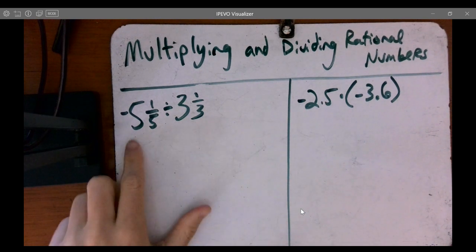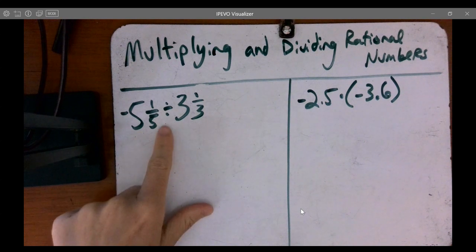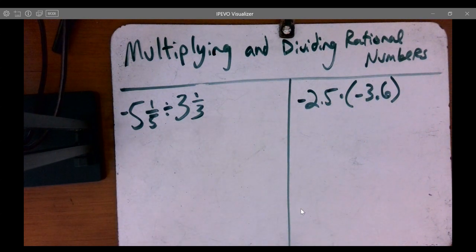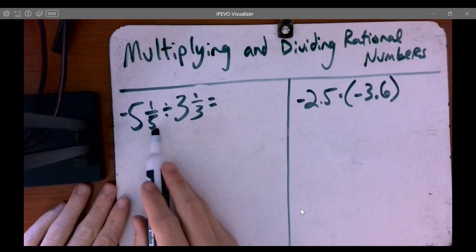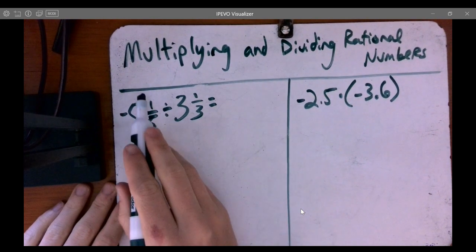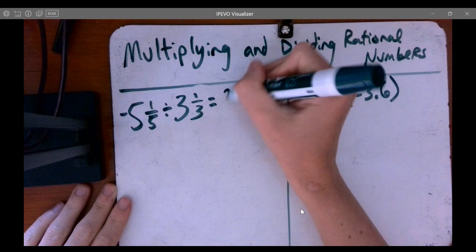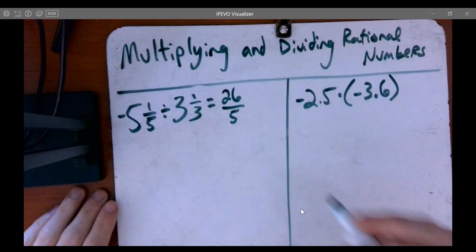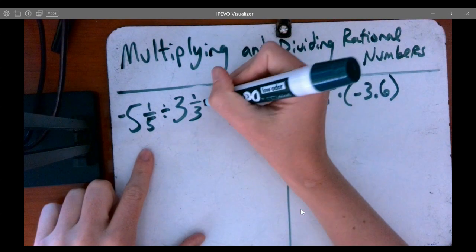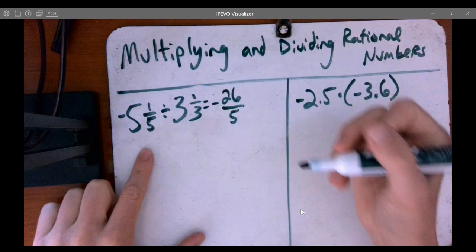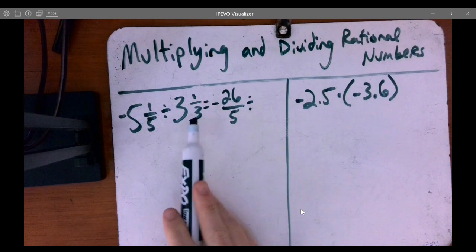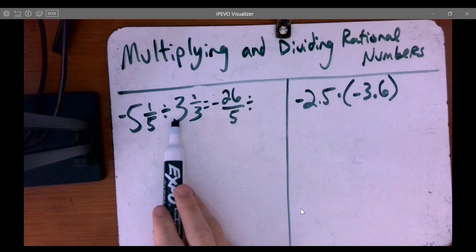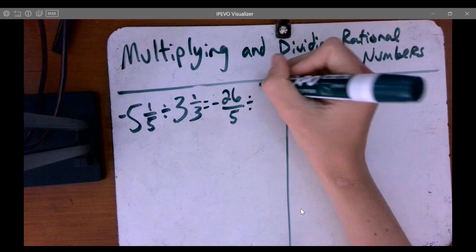So in this question, I'm doing -5 1/5 divided by 3 1/3. And I need to first use my prior knowledge about how to divide fractions. So I'm going to write both of these as an improper fraction. So 5 times 5 would be 25, plus 1 would be 26. Now it was -5 1/5, so I'm going to write it as -26/5. And then I'm dividing that by 3 1/3, but I'm going to write it as an improper fraction. So 3 times 3 is 9, plus 1 is 10.